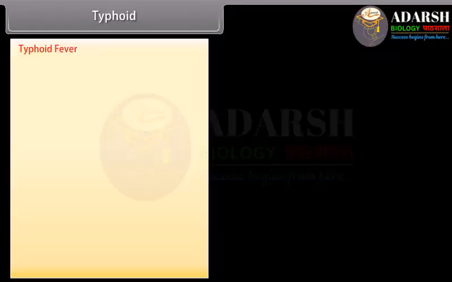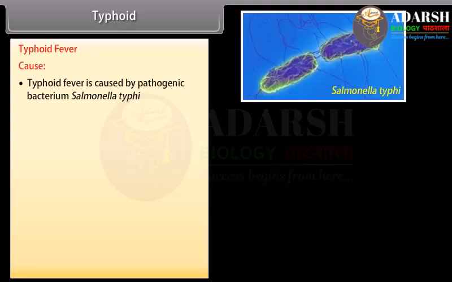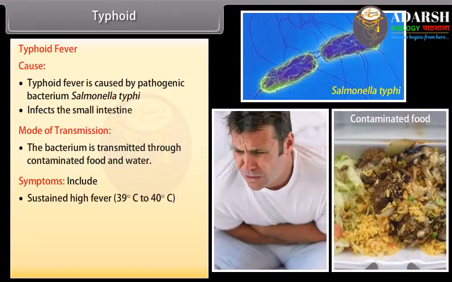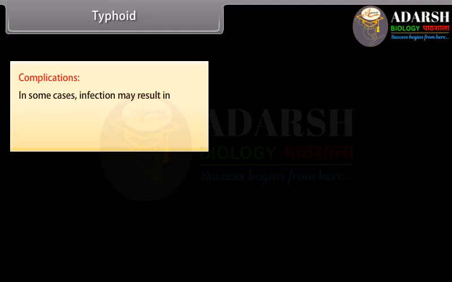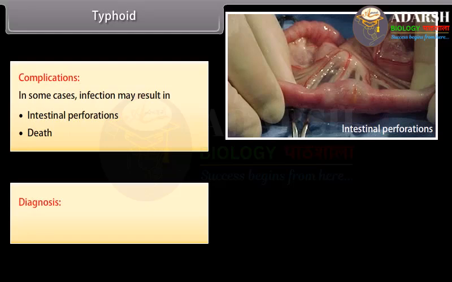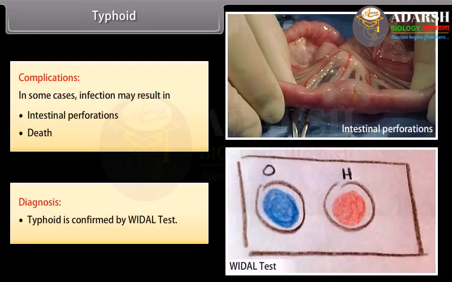Typhoid. Typhoid fever. Cause. Typhoid is caused by the pathogenic bacterium Salmonella typhi. It infects the small intestine. Mode of transmission. The bacterium is transmitted through contaminated food and water. Symptoms include sustained high fever of 39 to 40 degrees Celsius, weakness, stomach pain, constipation, headache, and loss of appetite. Complications. In some cases, infection may result in intestinal perforations and death. Diagnosis. Typhoid is confirmed by the Widal test.